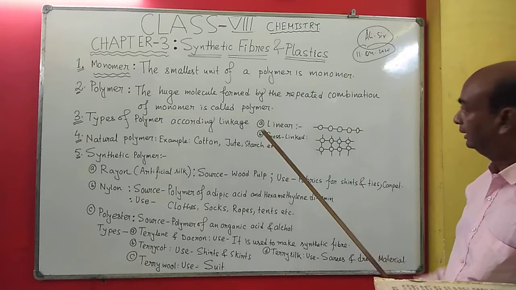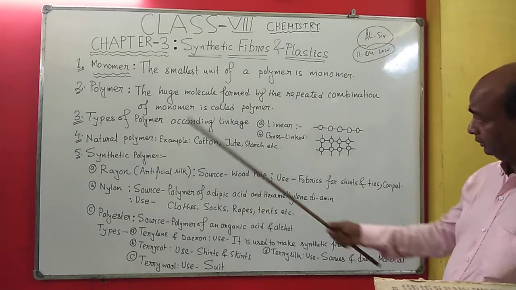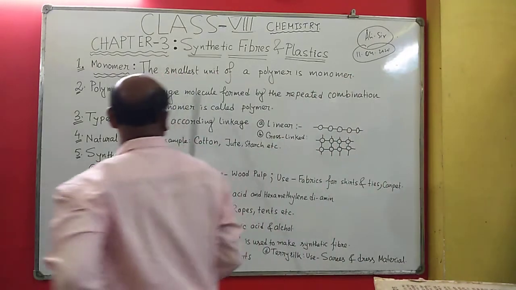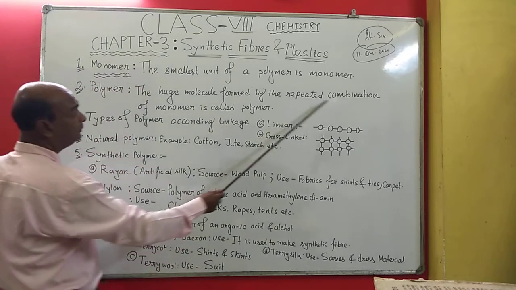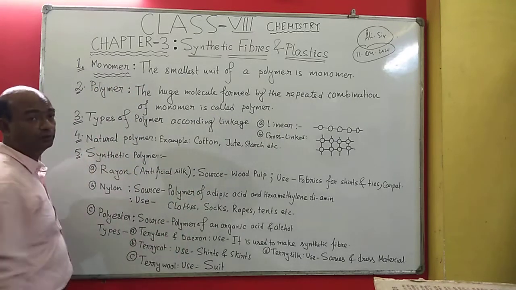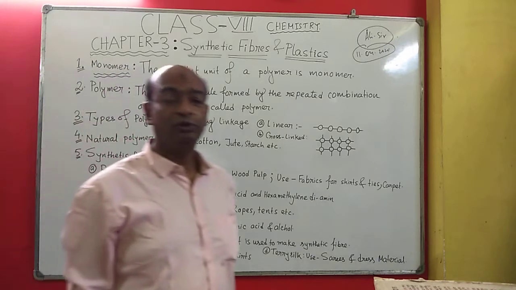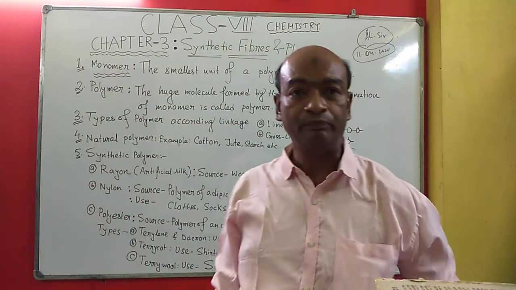Now the polymer means the huge molecules formed by the repeated combination of monomer molecules. When monomers are combined together, we get the polymer.